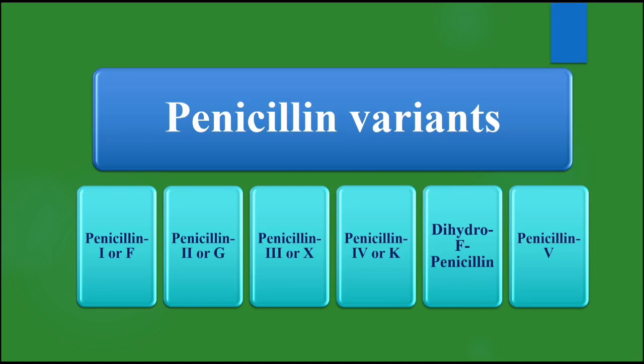Penicillin variants. There are 6 different penicillin variants: penicillin 1 or penicillin F, penicillin 2 or penicillin G, penicillin 3 or penicillin X, penicillin 4 or penicillin K, dihydro F penicillin, and finally penicillin 5.